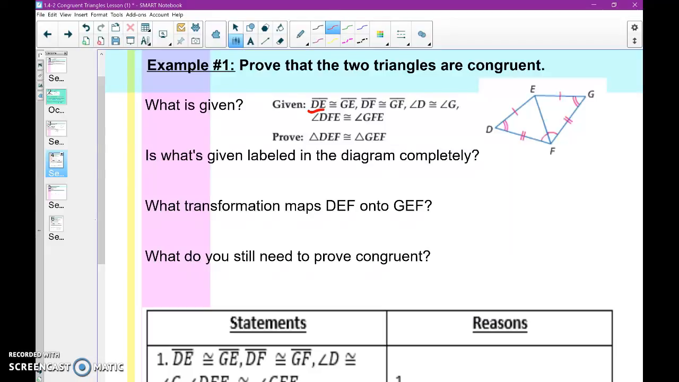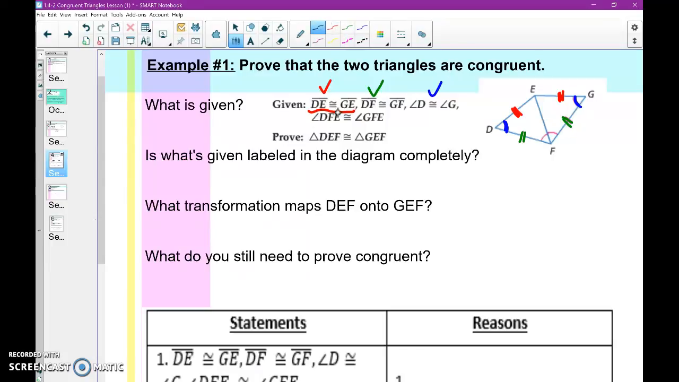So let's check. It says DE is congruent to GE. Well, DE has a tick mark here. GE has a tick mark here. So those are already marked. That's done. DF and GF. Well, DF is here. That's got 2 tick marks. GF is here. That's got 2 tick marks. So that one's done. Angle D is congruent to angle G. Those have some arches going on there. So those are already marked for us.